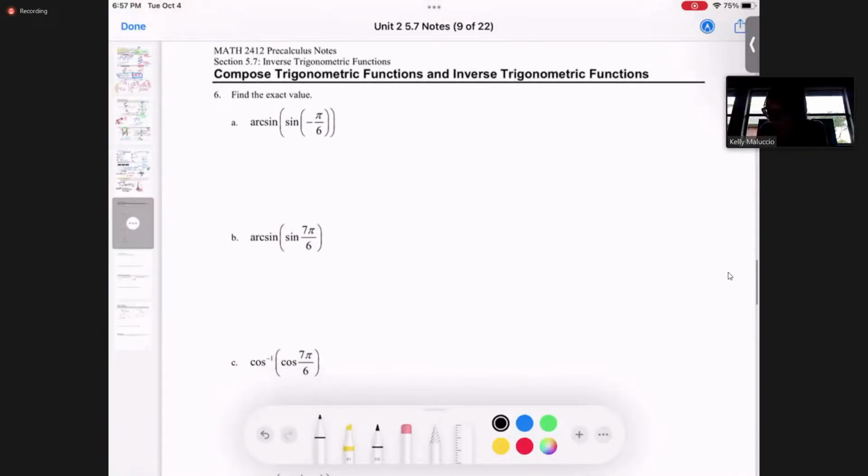Okay, so now here's something where we're going to use the inverse trig function, but sometimes it's a little bit complicated. So looking at this here, if I see arcsine and sine, I know that arcsine is the inverse of sine. They cancel each other out.